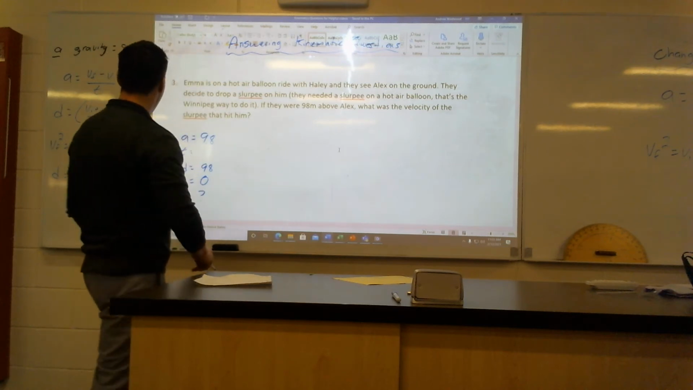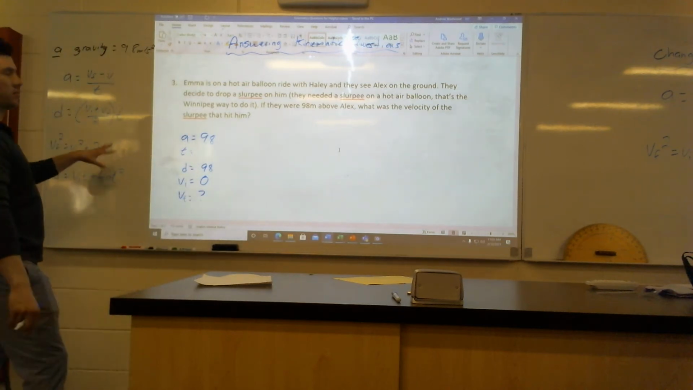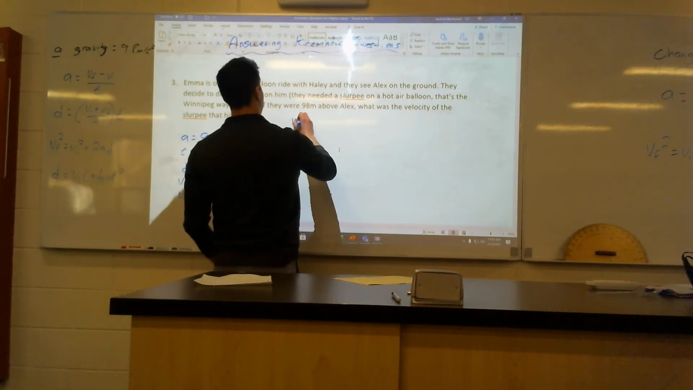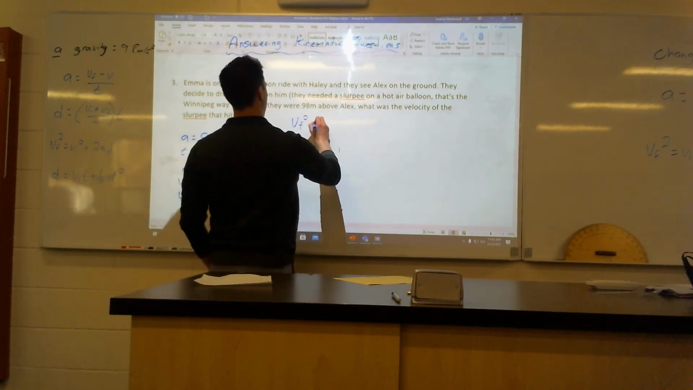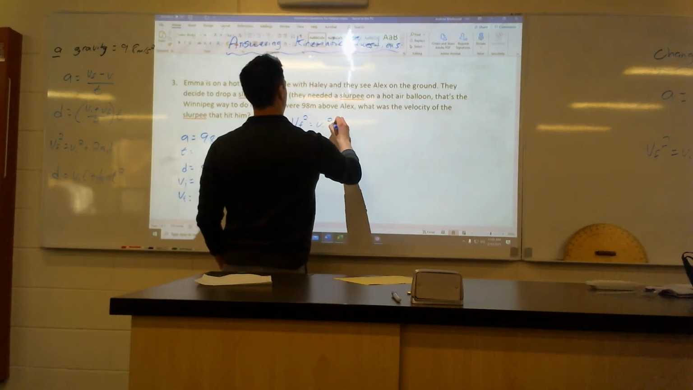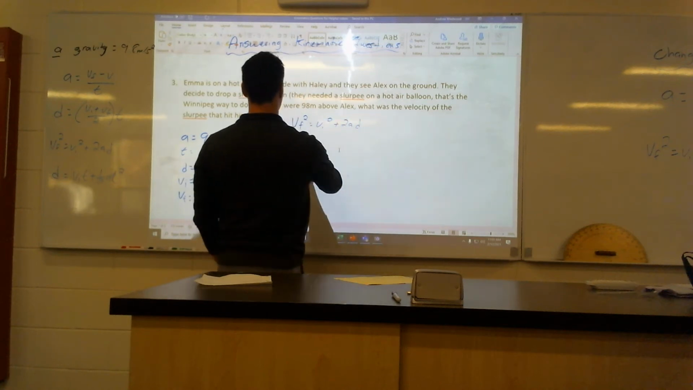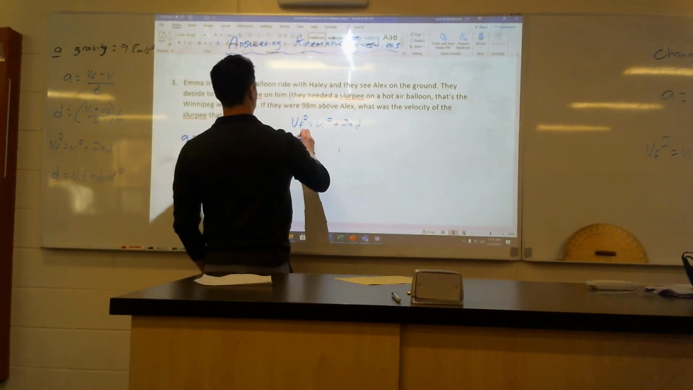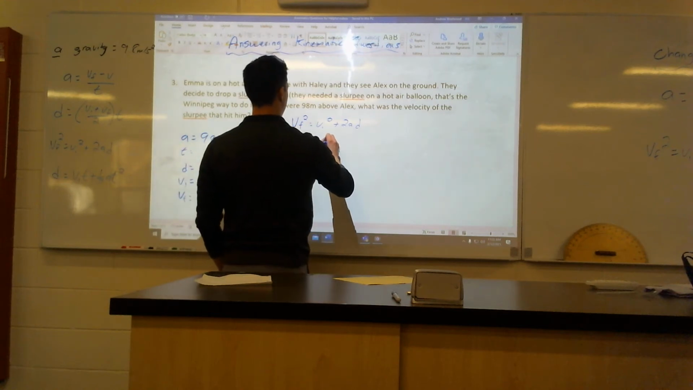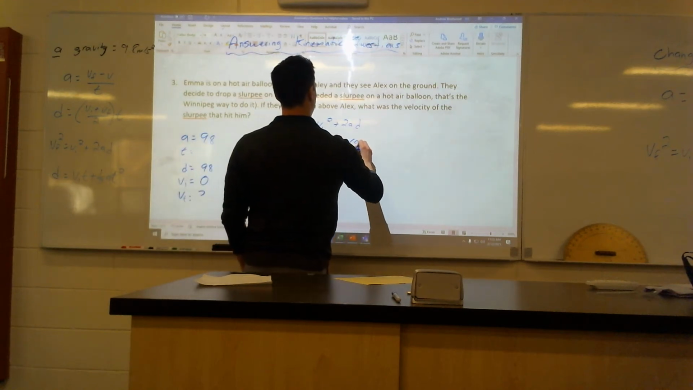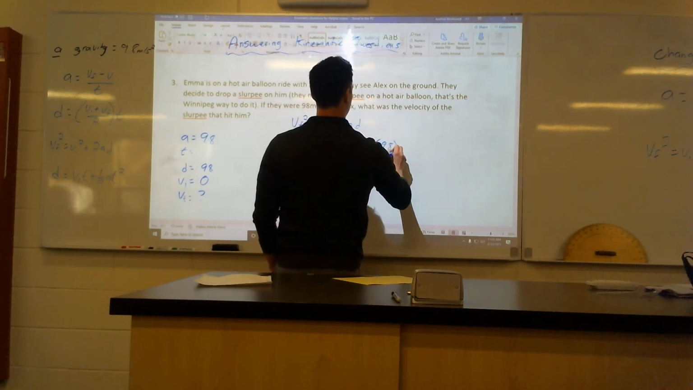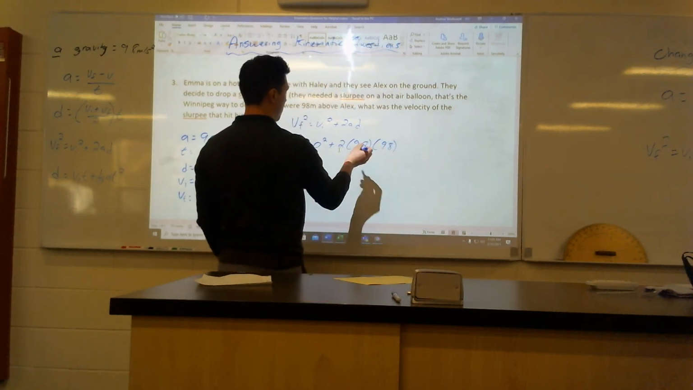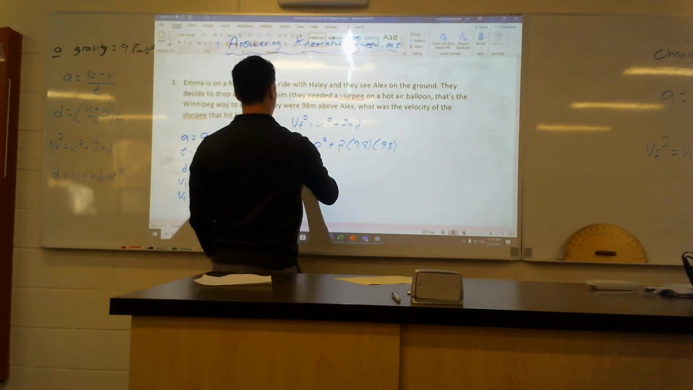Now I'm going to use this VF squared formula, VF squared equals VI squared plus 2AD. This is the formula I'm going to use because I don't have time, so that's the one formula that does not have time. I'm looking for my VF. So VF squared equals 0 squared plus 2 times the acceleration, 9.8, times the distance, 98. This 0 squared is obviously just 0, so I'm going to forget about it.